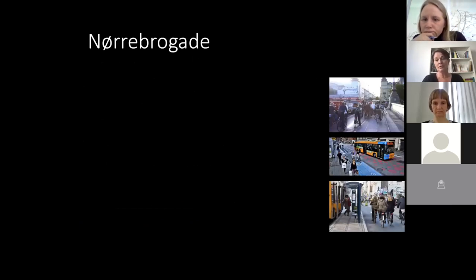The top picture is from before the traffic trial. The middle picture is during the traffic trial that was basically just done with movable furniture and colors on the road to indicate that it was a different way of doing it. And the last picture is after the construction. And what you can see if you look closely is that there's actually three people next to each other on that bike path, and there's still space for one more.